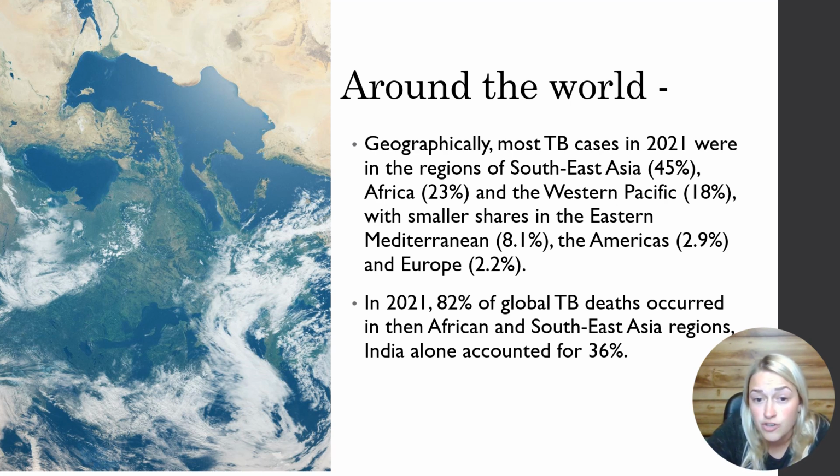Around the world, geographically, most TB cases in 2021 alone were in the regions of Southeast Asia, being 45%, Africa, 23%, the Western Pacific, 18%, and with smaller shares in the Eastern Mediterranean at 8.1%, the Americas, 2.9%, and Europe landing at 2.2%. In 2021 alone, 82% of global TB deaths occurred in African and Southeast Asia regions, and India alone accounted for 36% of those deaths.